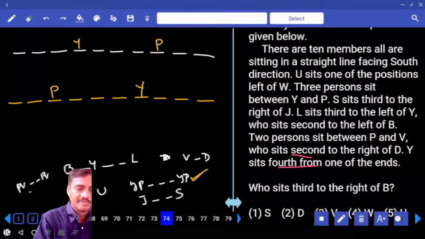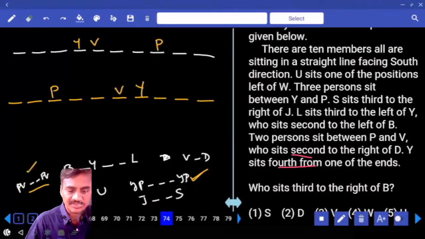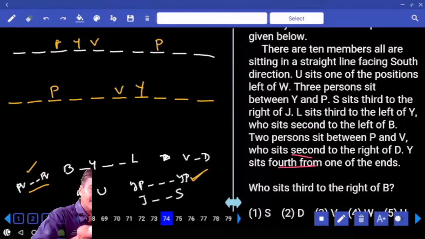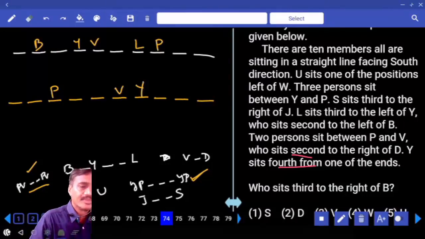And next one, between P and V, how many people? We need exactly 2 people, and so V is here. Now in this case, V is here. P and V, we have done with this information. And Y and B: B, Y, blank, blank, L. In this one also, B, Y, blank, blank, L. Okay? Now we have done with this one.